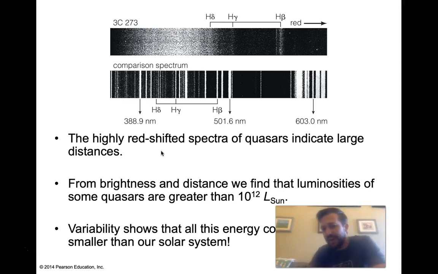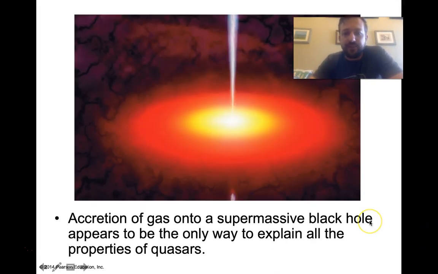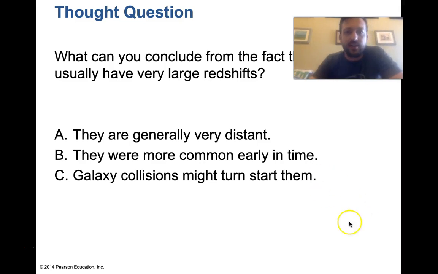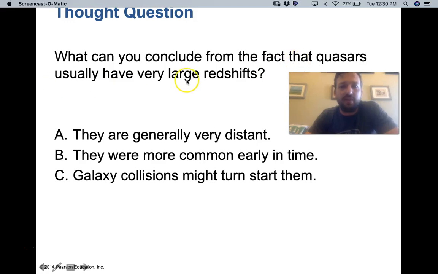Here's the luminosities of these things. They're greater than 1 trillion times the luminosity of our sun. 1 trillion times. That's a lot of times. And they come from areas smaller than our solar system. So these are small areas with lots and lots of luminosity. Accretion of gas and supermassive black hole appear to be the only way to explain quasars, which I just told you guys. So what can we conclude about the fact that quasars usually have very large redshifts?